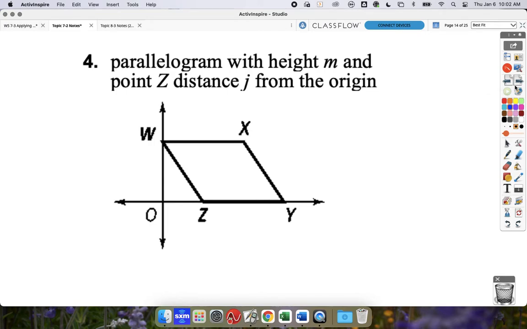All right, we have a parallelogram. The parallelogram has height M, so it is M tall. And point Z is J units from the origin. So you should have enough to label everything else.